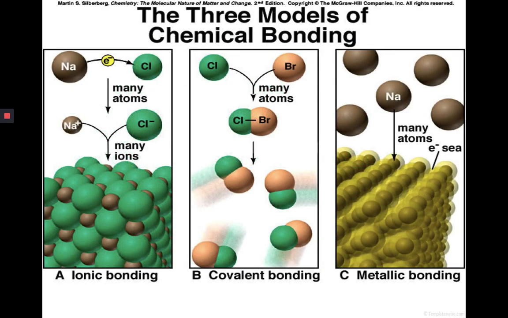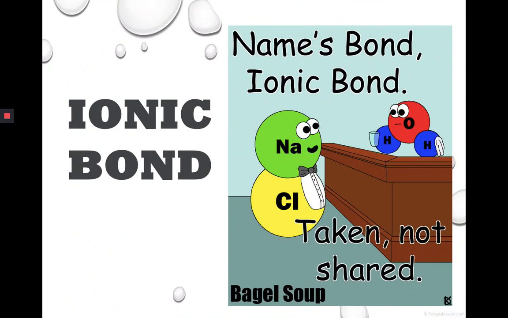Just an illustration, you have here the three models of chemical bonding. Ionic bonding is made up of ions, covalent bonding is primarily made up of nonmetals, while metallic bonding is an attraction between the positively charged ions, or the cations, with the sea of electrons. Now we start with ionic bonding.